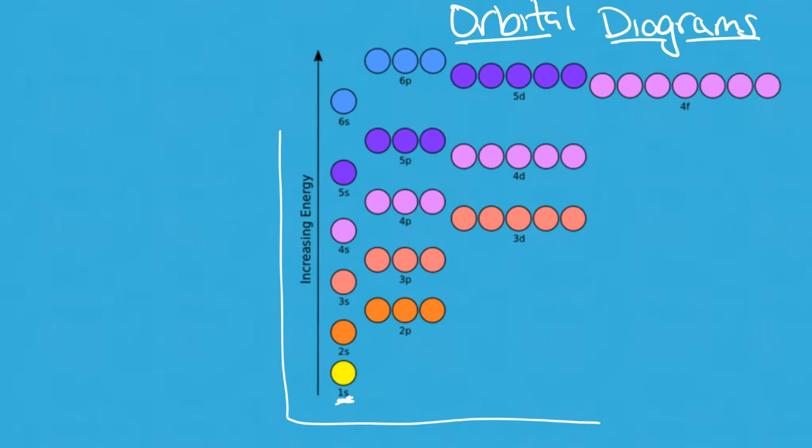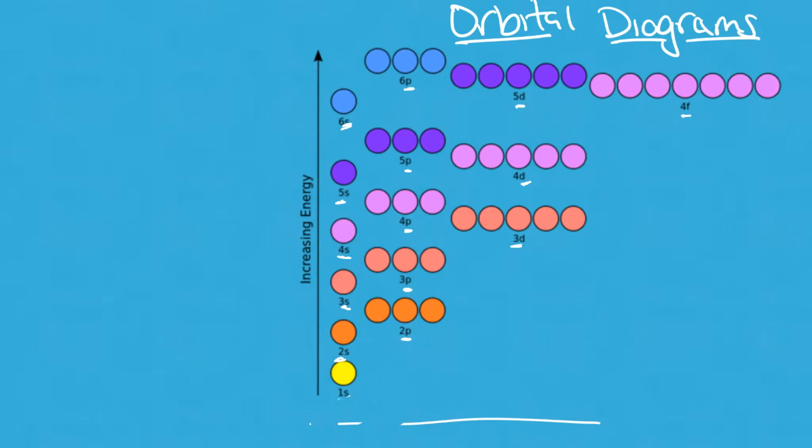First you have 1s, then 2s, after 2s is 2p, after 2p you get 3s, then 3p, then 4s, slightly more energy, 3d, then 4p, 5s, 4d, 5p, then you have 6s, slightly more energy, 4f, 5d, 6p. Hopefully you can see this in the periodic table. This actually goes in exact order of what you'll find on the periodic table.